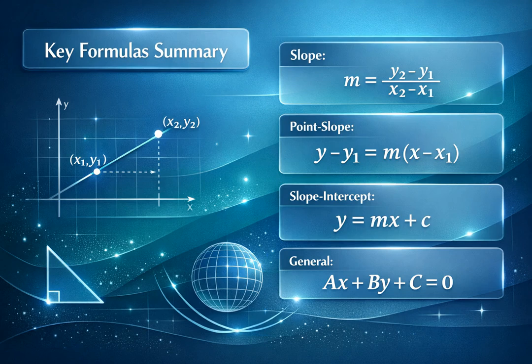Key formulas to memorize. Slope m equals y2 minus y1 over x2 minus x1. Point-slope form, y minus y1 equals m times (x minus x1). Slope-intercept form, y equals mx plus c. General form, ax plus by plus c equals 0. Distance from point to line, absolute value of ax1 plus by1 plus c over the square root of a squared plus b squared.